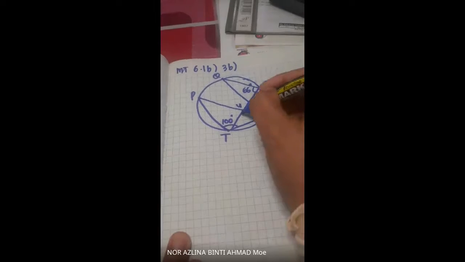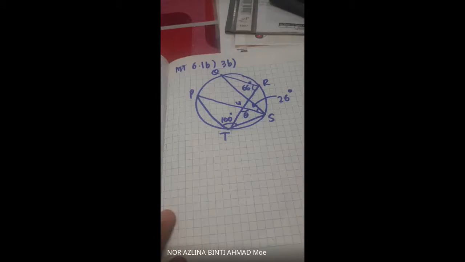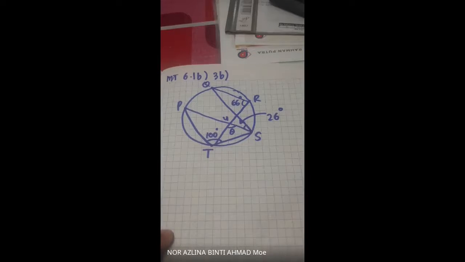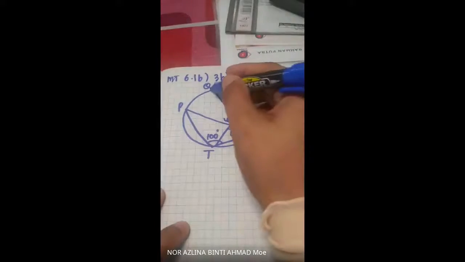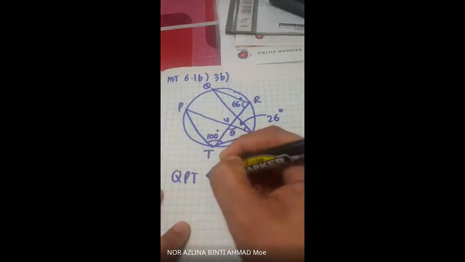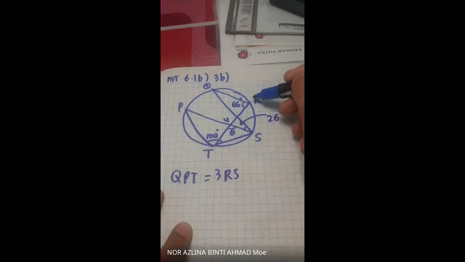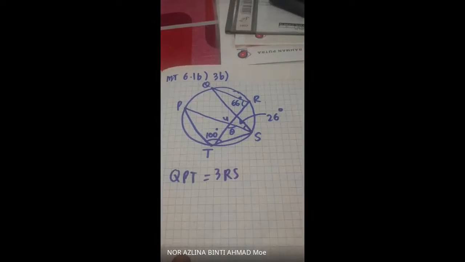TUS, TUS means here. RQS, RQS. Okay, kena baca dulu. Nanti sekarang kita salah info pula. Okay, kena baca. In the diagram on the right, the length of arc QPT equals 3RS. QPT, yang besar ni, equal to 3RS, yang ni RS. Given that angle QRT is 66, angle QST equals 26, and angle PTS is 100. Determine the value of angle RQS. So what is the angle of RQS?